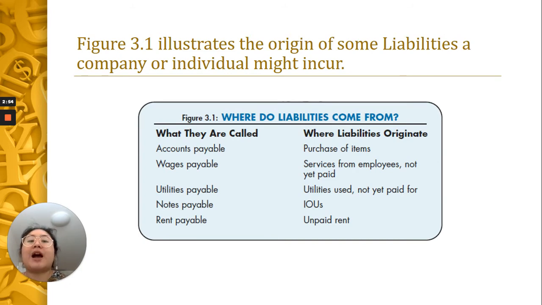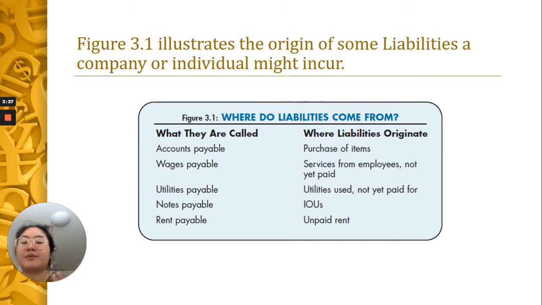So where do liabilities come from? Figure 3.1 shows the origin of the liabilities a company or individual might incur. You have two columns: what they are called and where the liability originates. Accounts payable originate from the purchase of items. So this liability comes from purchased items.